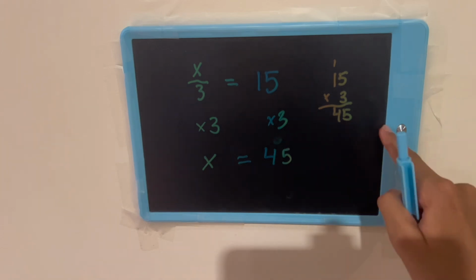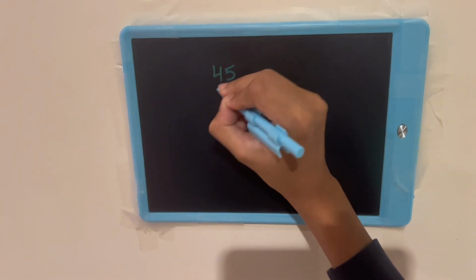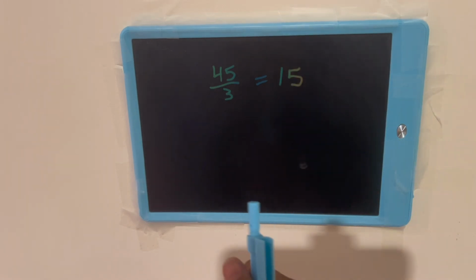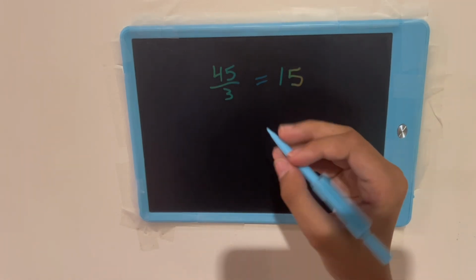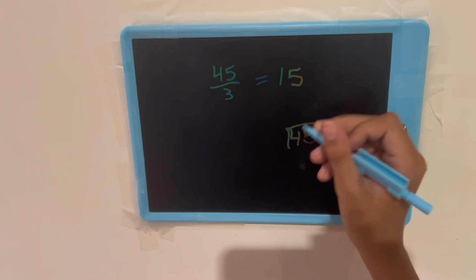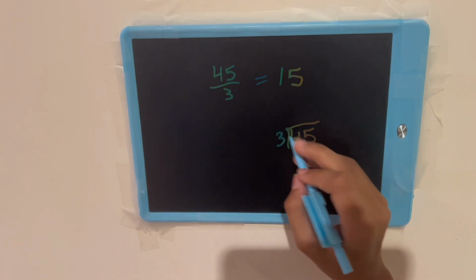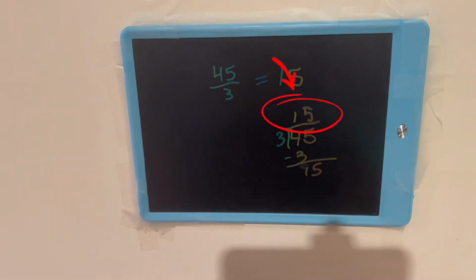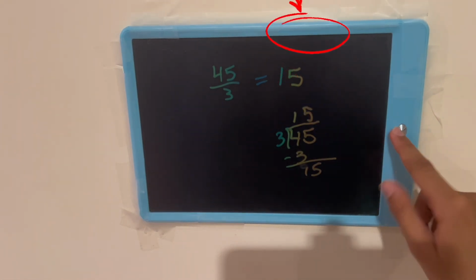Let's double check this. So if x is equal to 45, that must mean 45 divided by 3 is 15. And this is indeed correct. 45 divided by 3 is 15.